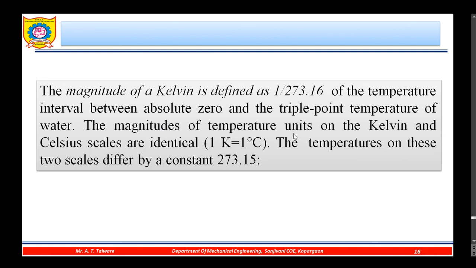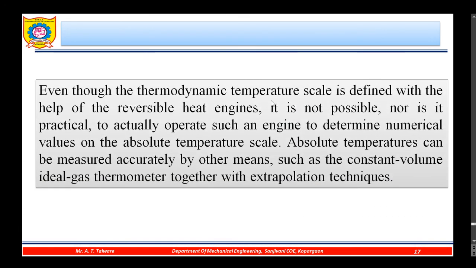The magnitudes of temperature units on the Kelvin and Celsius scales are identical, that is 1 Kelvin is equal to 1 degree Celsius. The temperatures on these two scales differ by a constant 273.15. Even though the thermodynamic temperature scale is defined with the help of reversible heat engines, it is not possible, nor practical, to actually operate such an engine to determine the numerical values on the absolute temperature scale. Absolute temperatures can be measured accurately by other means, such as the constant volume ideal gas thermometer together with extrapolation techniques.